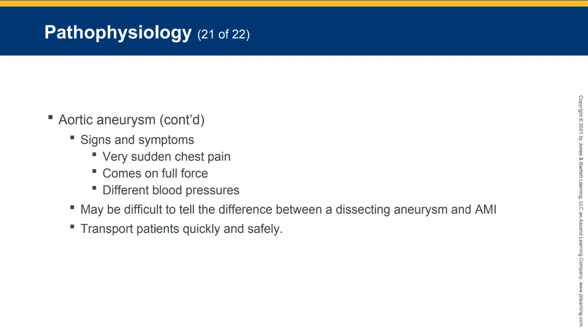And if you can't tell the difference, this is where you need to consult your medical director, because some of the treatments that you would use for an AMI, you cannot use for a dissecting aneurysm. If you do, you're gonna kill the patient. So you can give nitroglycerin to an AMI patient. You can't give that to a patient who has a dissecting aneurysm. You're gonna kill the patient. So if you're not sure, seek guidance. That's the purpose of medical direction.